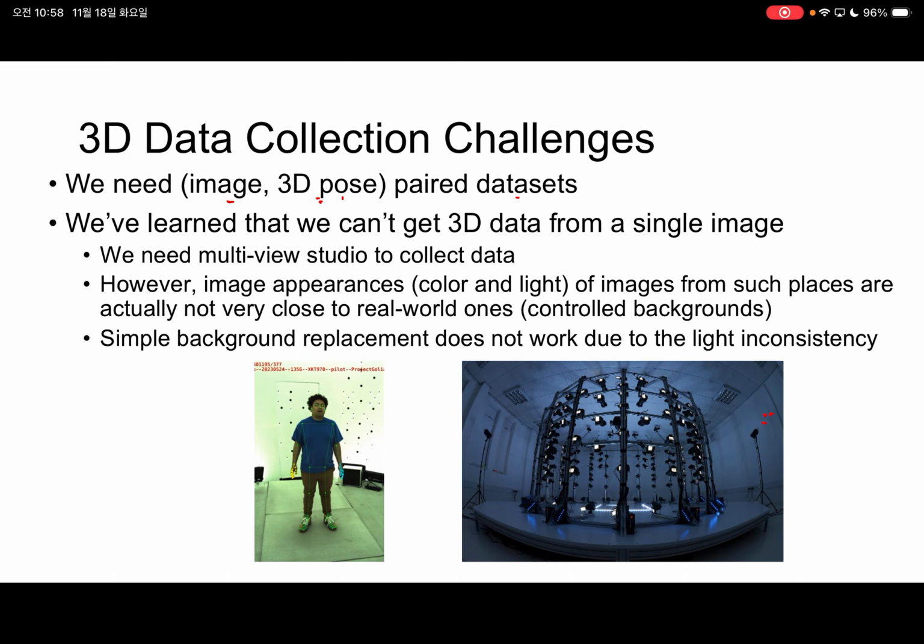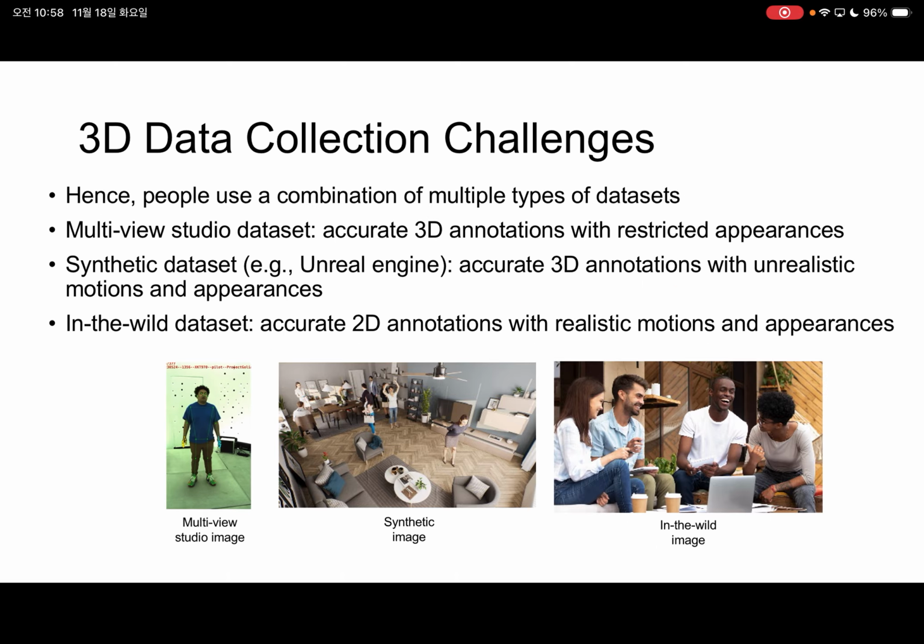Image appearances, color, light, such things in images from such a capture studio are actually not very close to real-world ones. Imagine you take images from this studio. The background is always bluish in color. The background always has some cameras. But in the real world, we often go to many places, like these kinds of places. We have friends, lots of objects, lots of diverse light colors and positions.